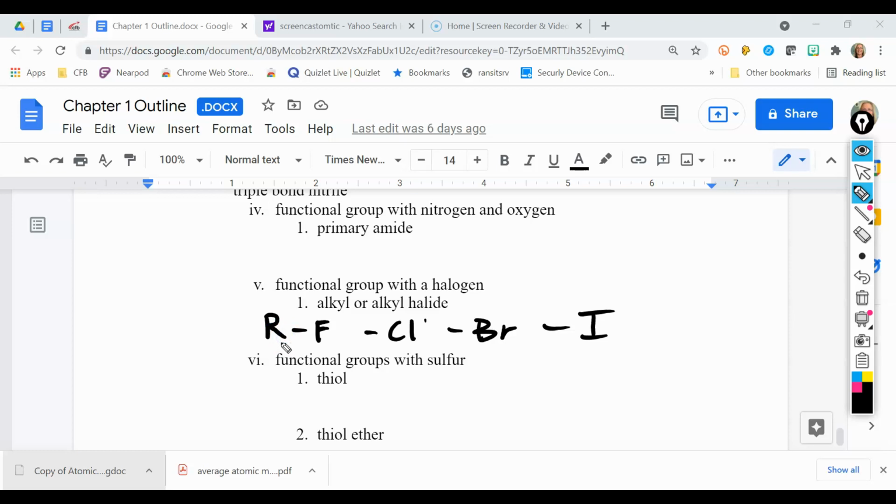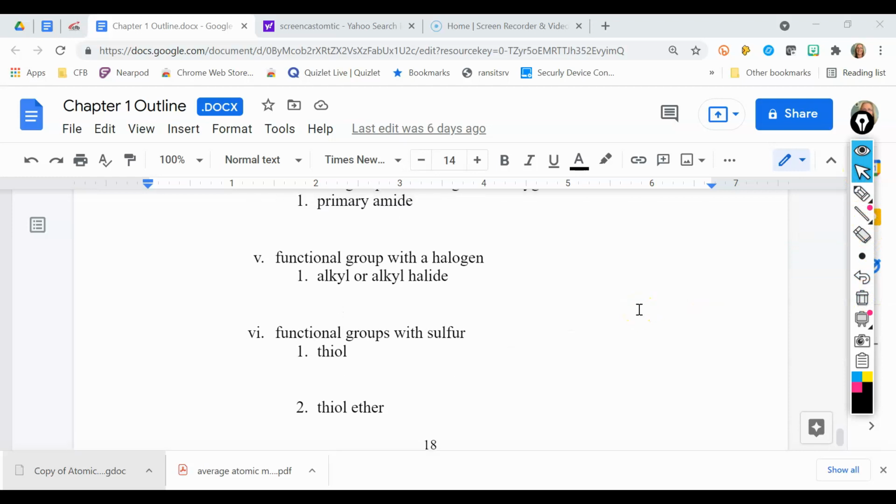Some less well-used ones are called thiol and thiol ether. And I believe these are my last two, so let me scroll down and make sure that these are going to be my last two, and they are.